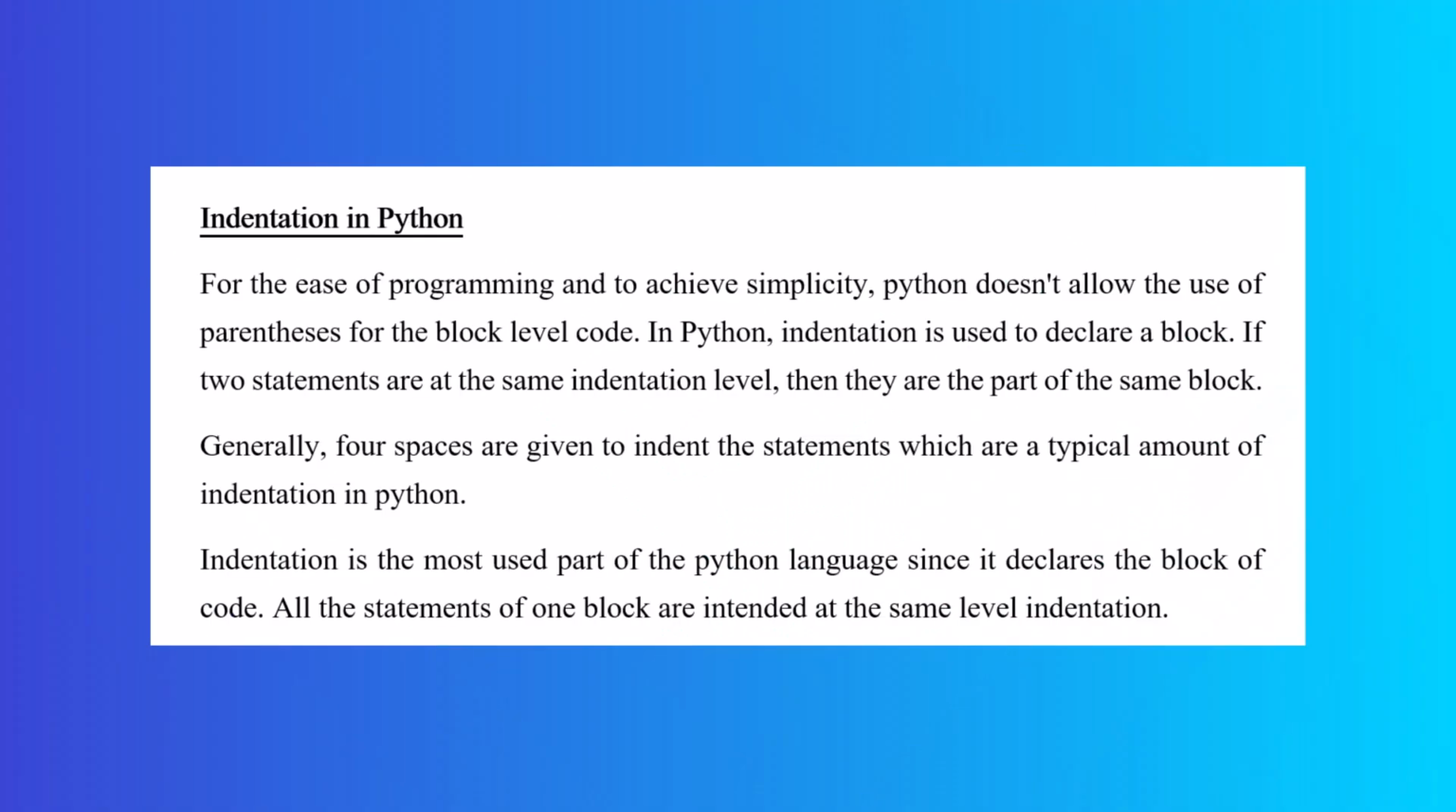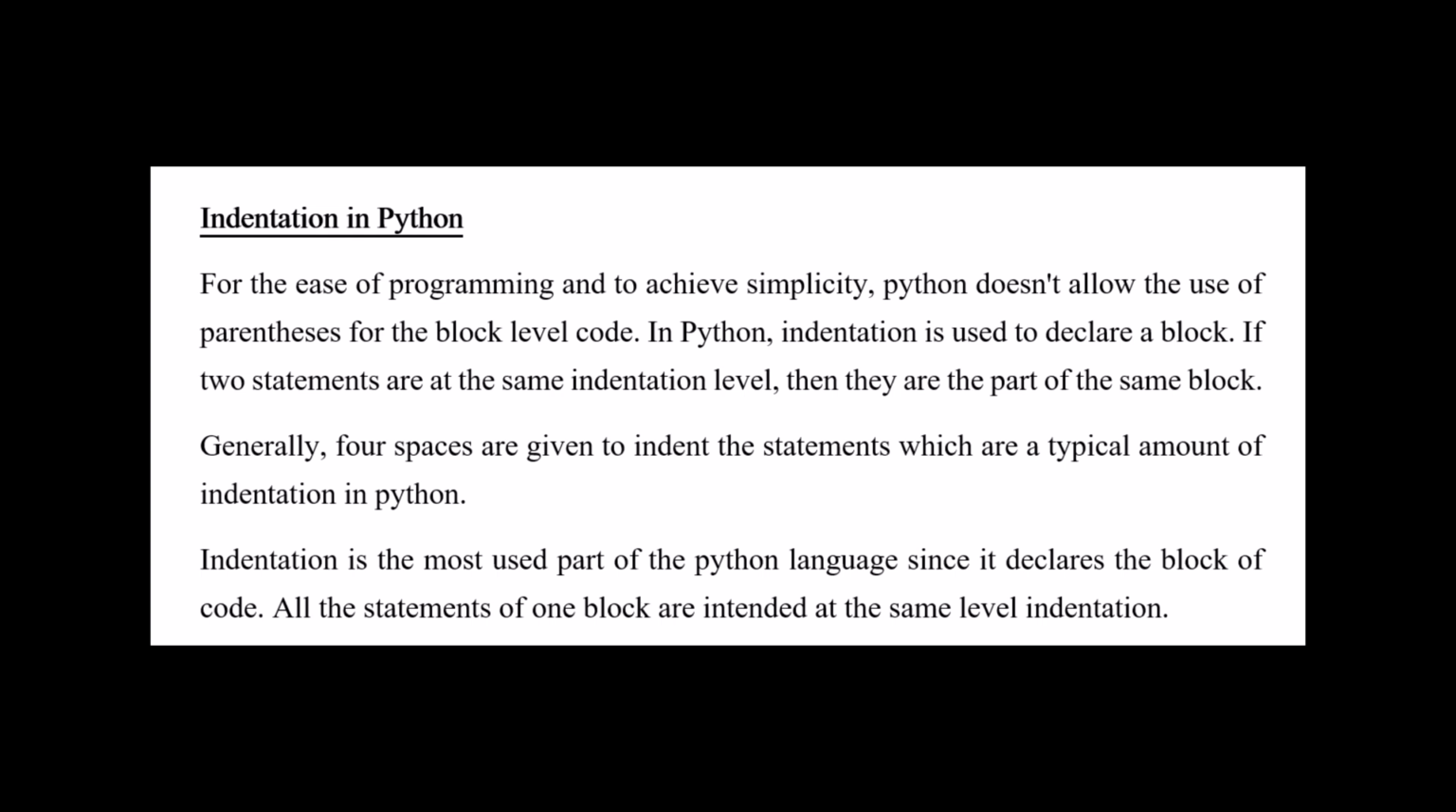Indentation in Python. For the ease of programming and to achieve simplicity, Python does not allow the use of parentheses for block level code. In Python, indentation is used to declare a block. If two statements are at the same indentation level, then they are part of the same block. Generally, 4 spaces are given to indent a statement, which is a typical amount of indentation in Python. Indentation is the most used part of the Python language since it declares the block of code. All the statements of one block are indented at the same level of indentation.